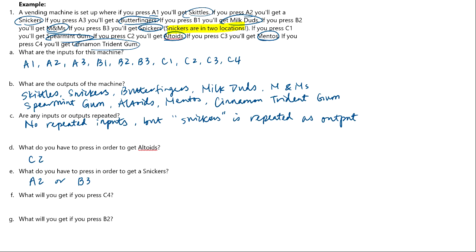Next, for part F, what will you get if we press C4? We're given the input of C4 and we want to find the output, and we see that it's cinnamon trident gum. Lastly, what would you get if you press B2? It says if you press B2, you will get M&Ms. That's how we can use a verbal description to find out what exactly this machine does, what exactly this function does.